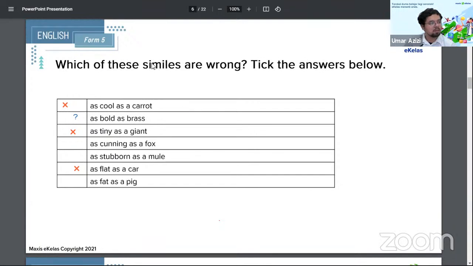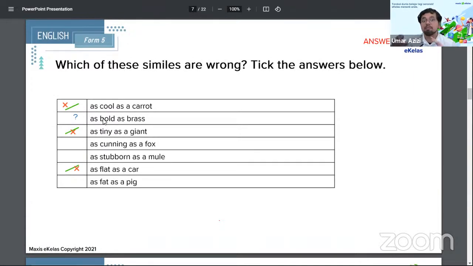There we go. So we got as cool as a cucumber, right or wrong. As bold as brass is actually true. Brass is a very bold color. So that's why it's as bold as brass.